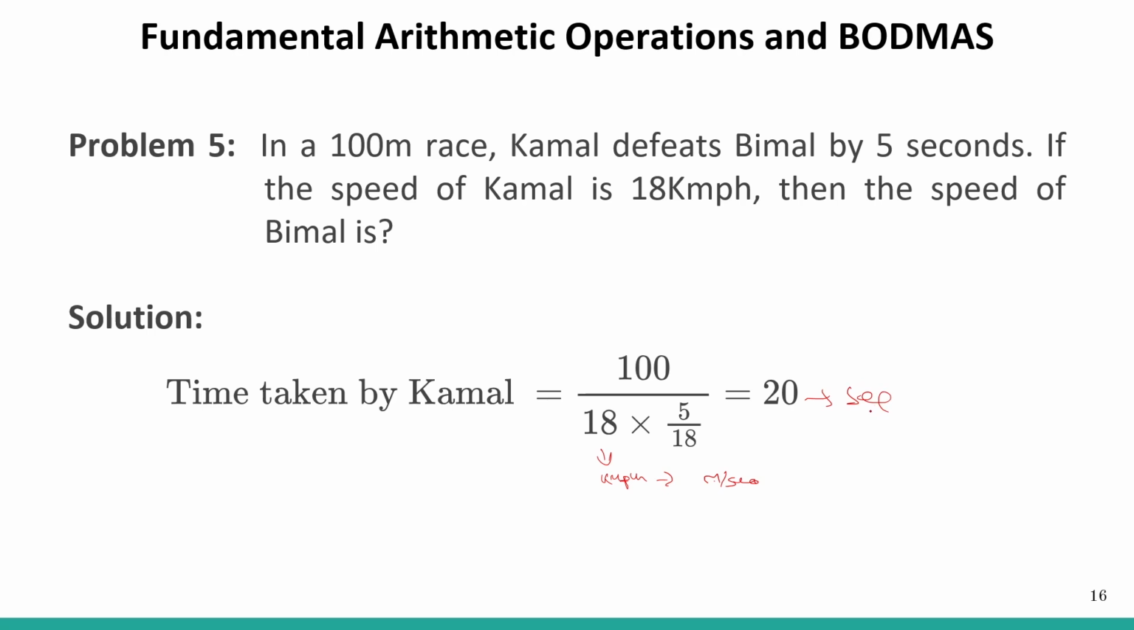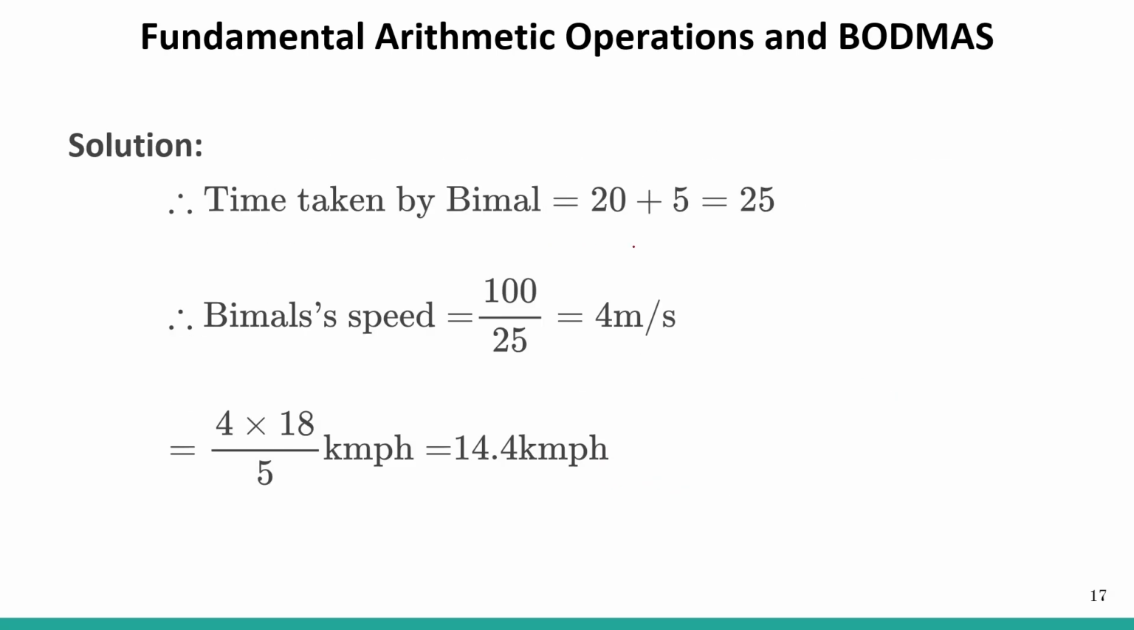Okay, time taken by Kamal. So time taken by Bimal is 5 plus time taken by Kamal, that was 20. So what we are left with is now 25 seconds. So Bimal took 25 seconds. So Bimal's speed will be 100 by 25, which is equal to 4 meter per second.